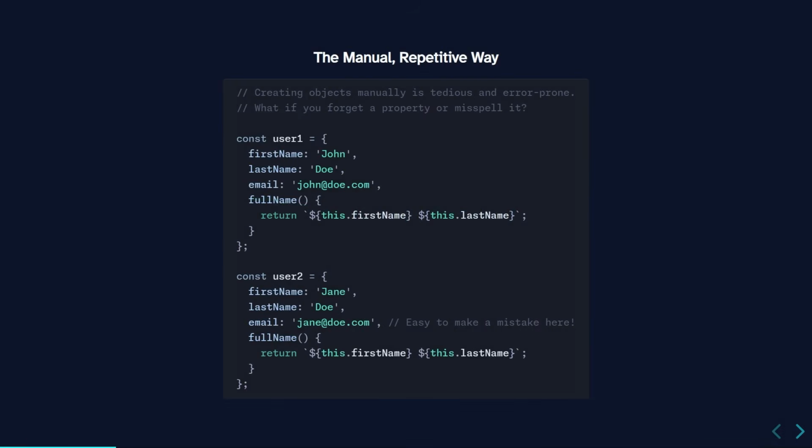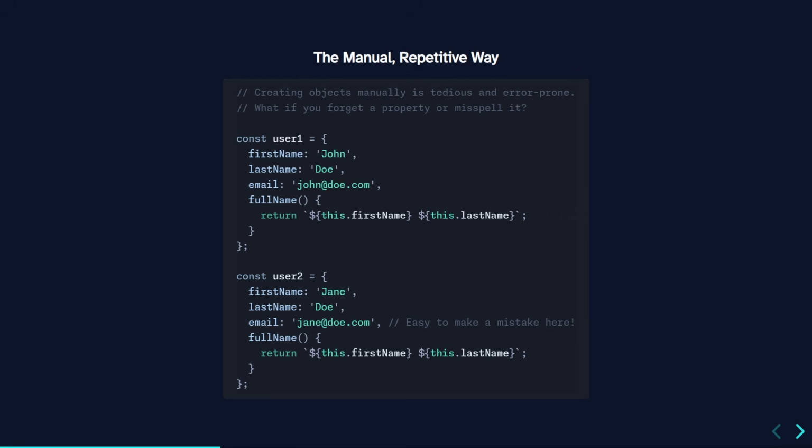Let's start with a scenario we have all seen. We need to create a couple of user objects. Each has a first name, last name, email, and a method to get the full name. We just copy, paste, and change the values. But notice the problem here: the structure is identical. The full name method is duplicated in every single object we create. If you make a typo in one or forget a property, you have introduced a bug.